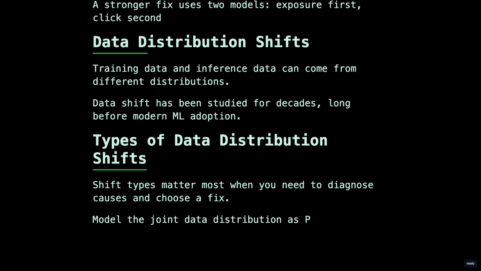The starting point is to treat the training data as samples from a joint distribution over inputs and outputs. Once that joint distribution is written down, it can be factored in two different ways, and those two factorizations are what make the shift definitions precise.